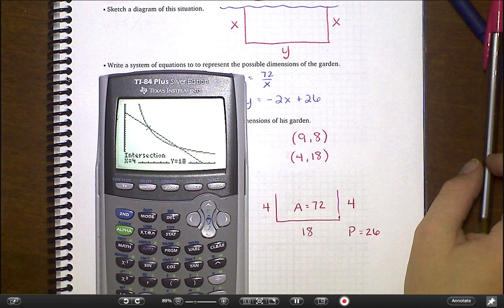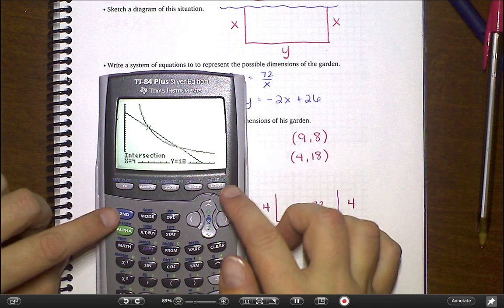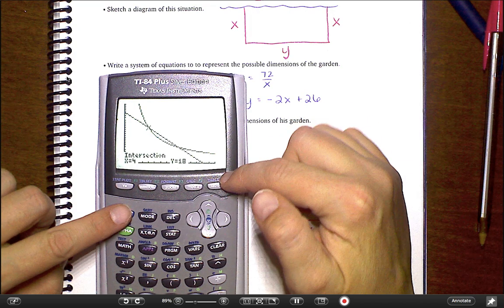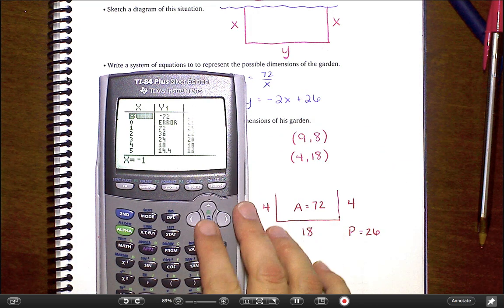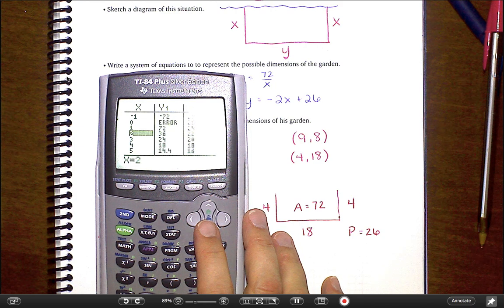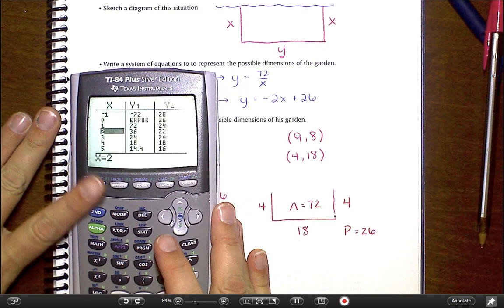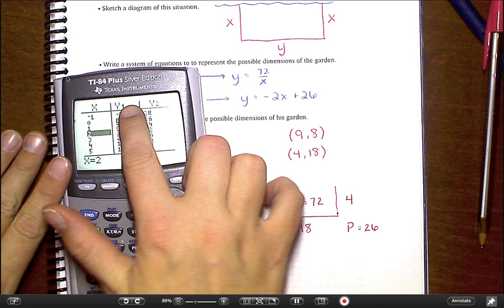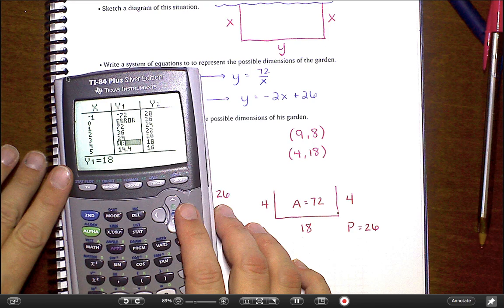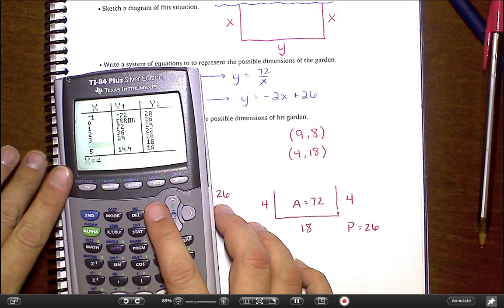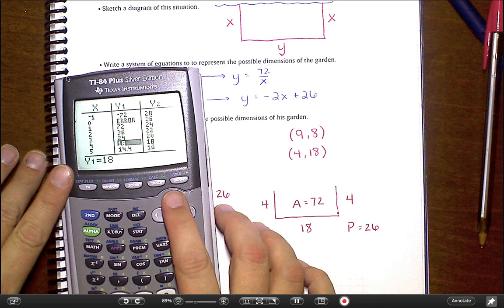I guess the other thing, while I have your attention, is I should show you that in the table you could find this as well, as long as they're whole number answers. If you scroll down here, you see x, and then you see y1 and y2. That's basically equation 1 and equation 2. But if I keep looking, do you see right here at 4, these 2 values match? That would be an indication that that's a solution. Everywhere else, they don't match.